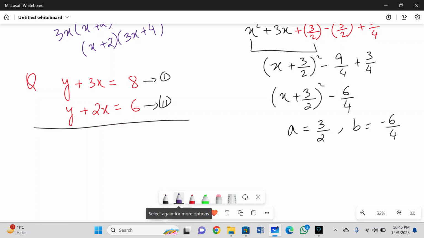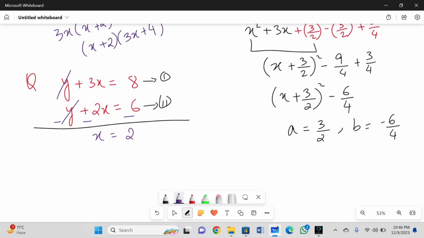When we subtract the equation, we are supposed to change the sign, because if I add the two equations, y plus y will give us 2y. It is not going to be cancelled. In order to cancel, this should be negative. So I need to change the sign of the whole equation. Plus y minus y will be 0y. 3x minus 2x will give us x, equals 8 minus 6 equals 2. This is the answer of x.